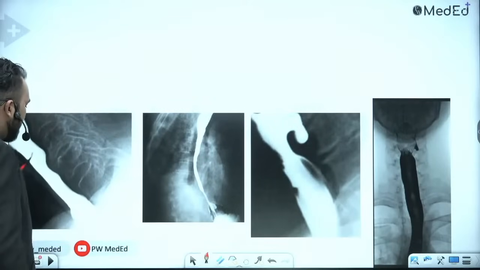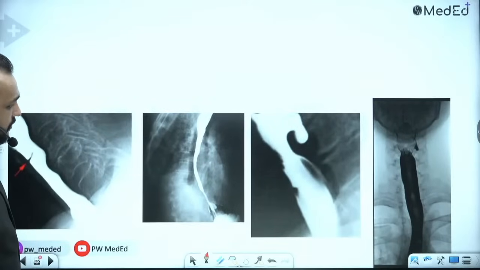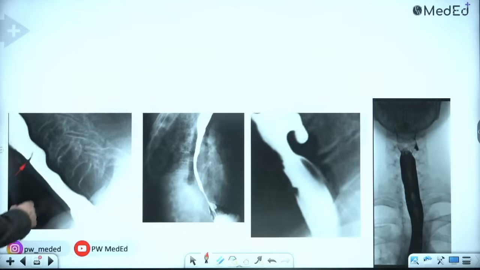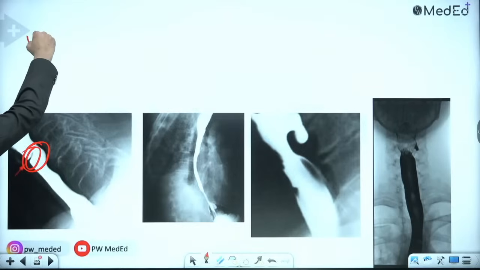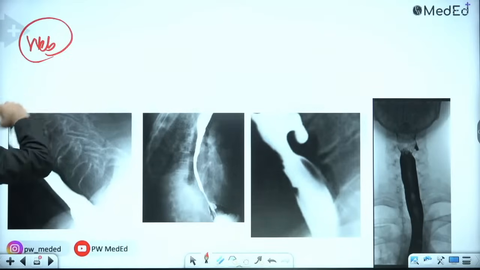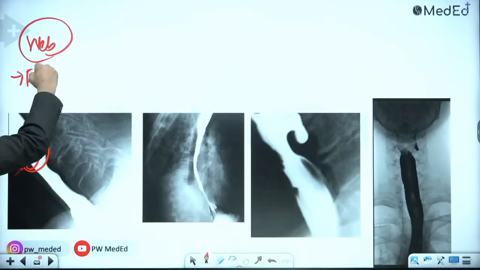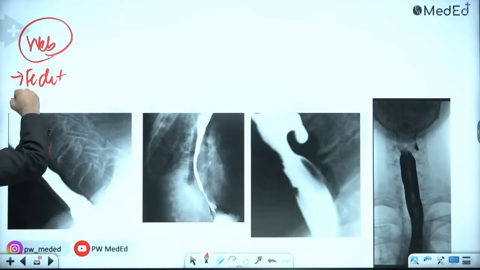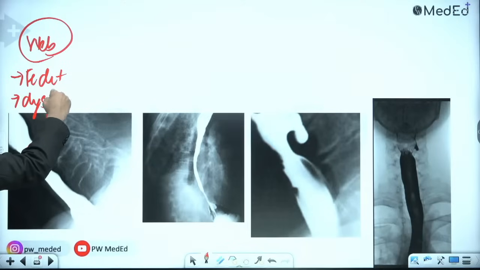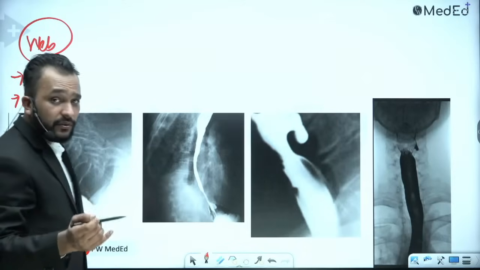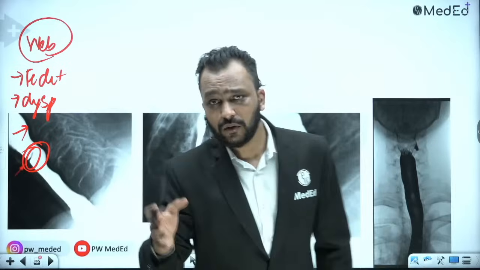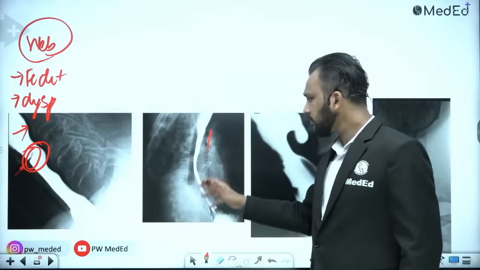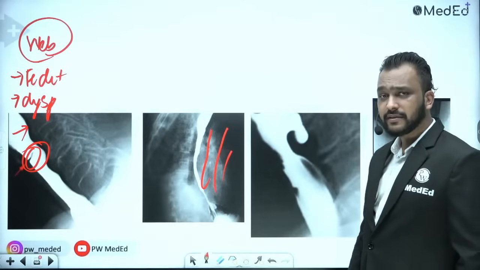Okay. So let us have a look at a few images of the barium swallow. In the first image, we can see that there is a linear defect in the esophagus. This is seen in patients with esophageal web. They are associated with iron deficiency anemia and dysphagia. Can be associated with Plummer-Vinson syndrome.